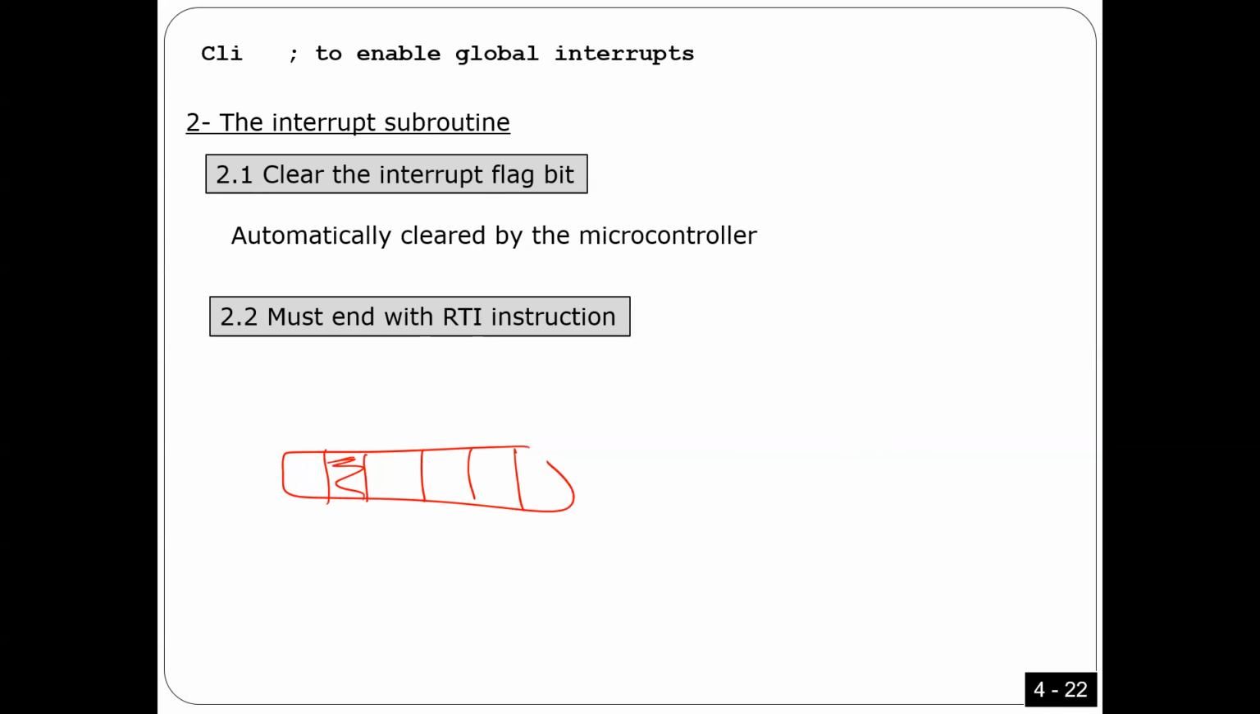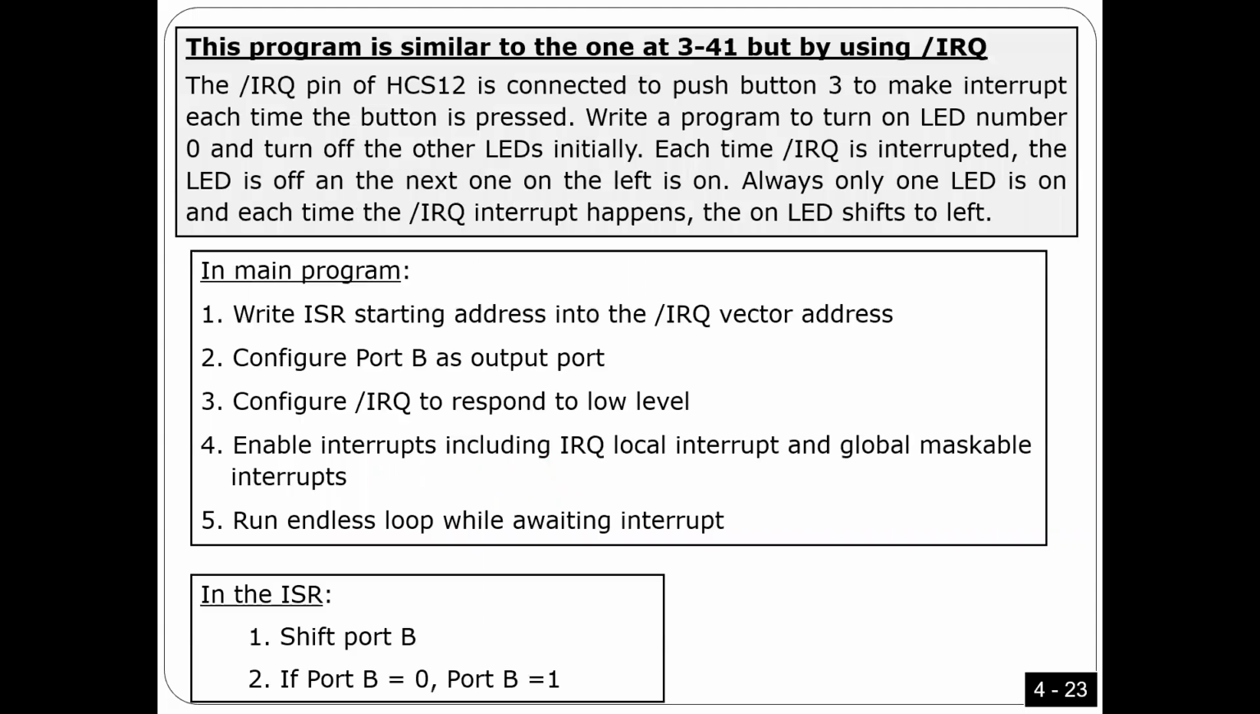So what I want to do right now is, every time there is an IRQ interrupt, one LED is on, so I'm going to shift it. This is what I'm going to write inside the interrupt subroutine. Every time there is an interrupt, shift the LED. That's it. It's just a very simple program to teach you how you can use IRQ.